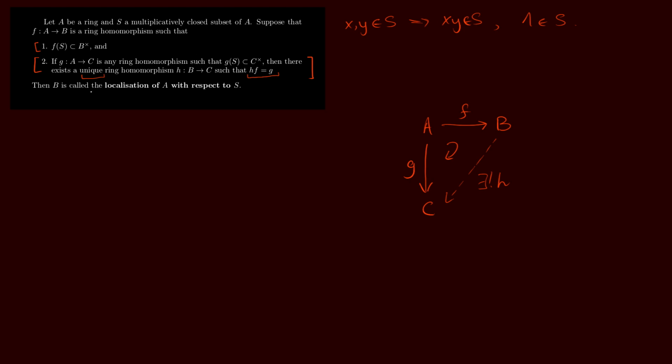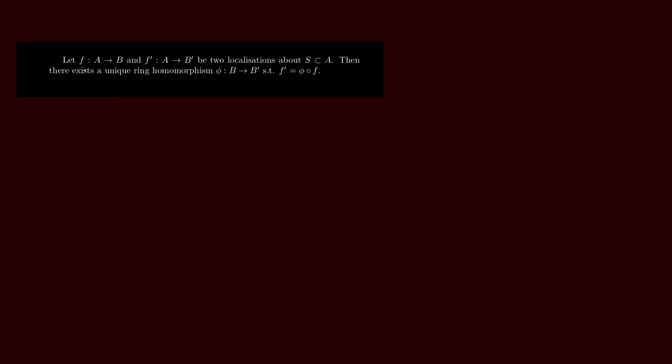And obviously the localization depends upon the set that we are localizing with respect to. And notice the wording, the. So this localization, as you might have guessed, because we have a universal property and some uniqueness, is in some way unique. I mean it in the following sense. If we have two localizations about the same multiplicatively closed subset S, then we can find a unique ring homomorphism from B to B prime, and we have some commutativity here again.